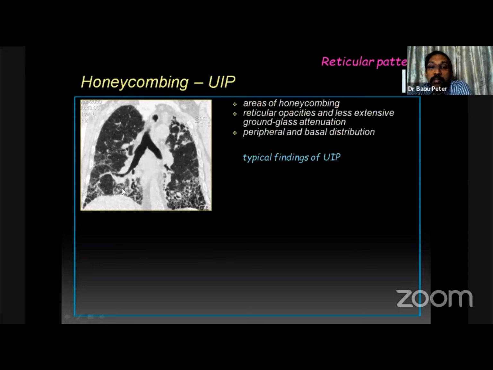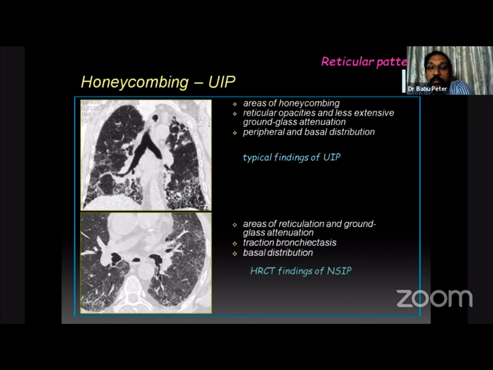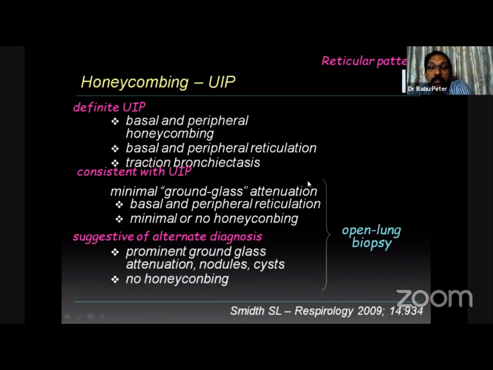So the classic findings in a usual interstitial pneumonia pattern are areas of honeycombing with reticular opacities. They have a peripheral basal distribution in the subpleural regions, predominantly involving the lower lobes. And how do you differentiate a usual interstitial pneumonia pattern from a non-specific interstitial pneumonia pattern? Ground glassing is more common in NSIP, with the related subpleural sparing, which is common in the NSIP pattern.